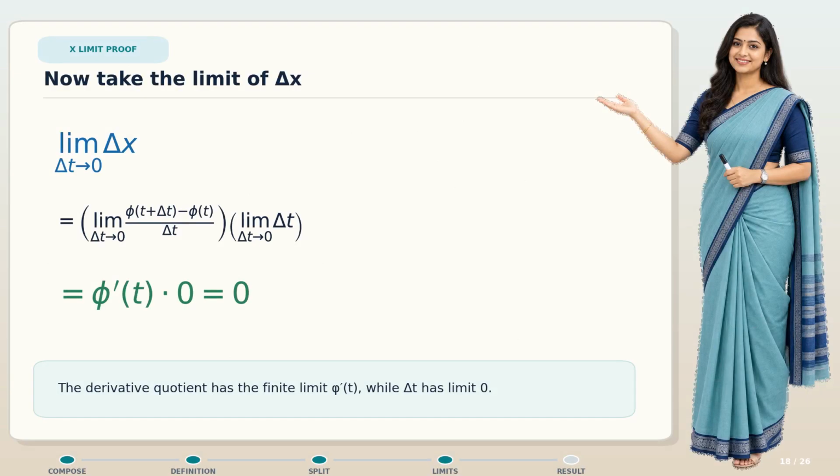Take the limit as delta t tends to 0. The limit of a product is the product of the two limits. The first limit is phi prime of t because it is the derivative definition of x equals phi of t. This derivative is finite because x is differentiable. The second limit is 0 because delta t tends to 0. Therefore, the limit of delta x is phi prime of t multiplied by 0, which equals 0. Hence, delta x tends to 0.